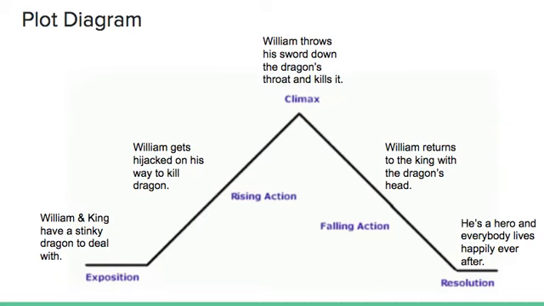So let's review on this plot diagram with our friend William. So the exposition, that's the characters and the conflict, and we have William and the king, and they have a very stinky dragon to deal with. The rising action, or complications, William gets hijacked on his way to kill the dragon. The climax, William throws his sword down the dragon's throat and kills it. Falling action, William returns to the king with the dragon's head, and the resolution is he's a hero and everybody lives happily ever after.